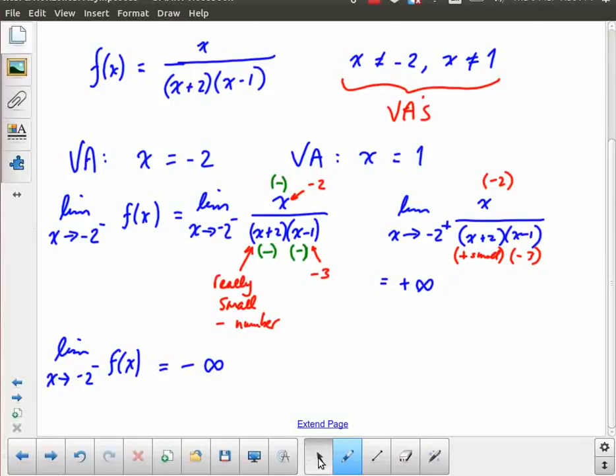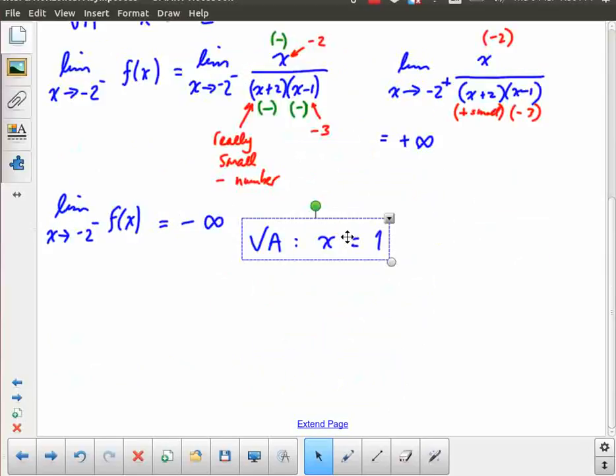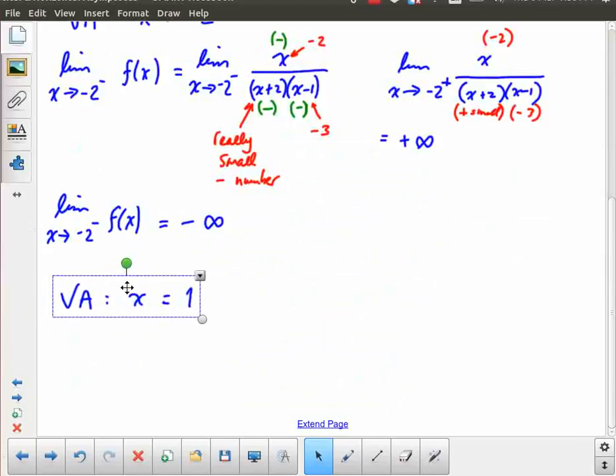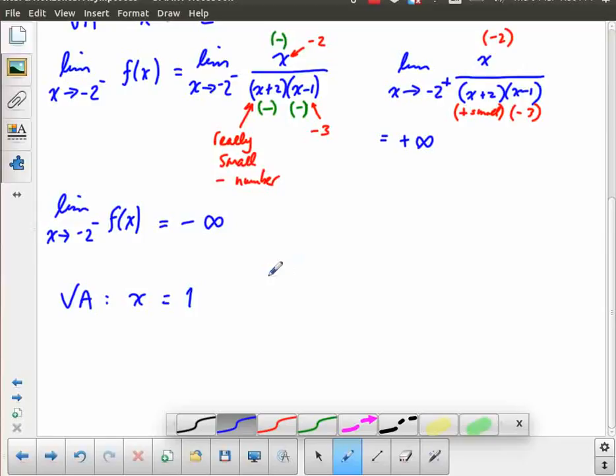Now it's actually going to be more useful. I'm not going to be able to deal with this here. I'm going to take this down and I'll deal with it down here. So what happens with my vertical asymptote at x equals 1?